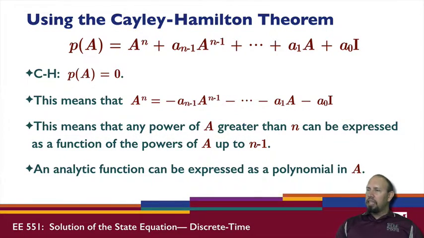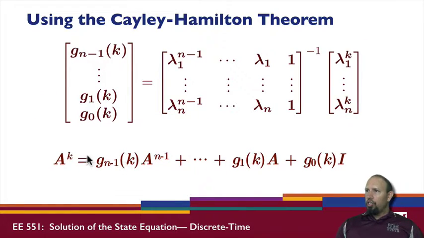Again, using the Cayley-Hamilton theorem, we are looking for the functions g, and if we have non-repeated poles, non-repeated eigenvalues, I sometimes use them interchangeably, poles and eigenvalues, then this Vandermonde matrix is invertible, and we can get the g's from this expression. And notice that these g's are going to be a linear combination of the eigenvalues raised to the power k. That's what this is going to give me. And so that's what we get.